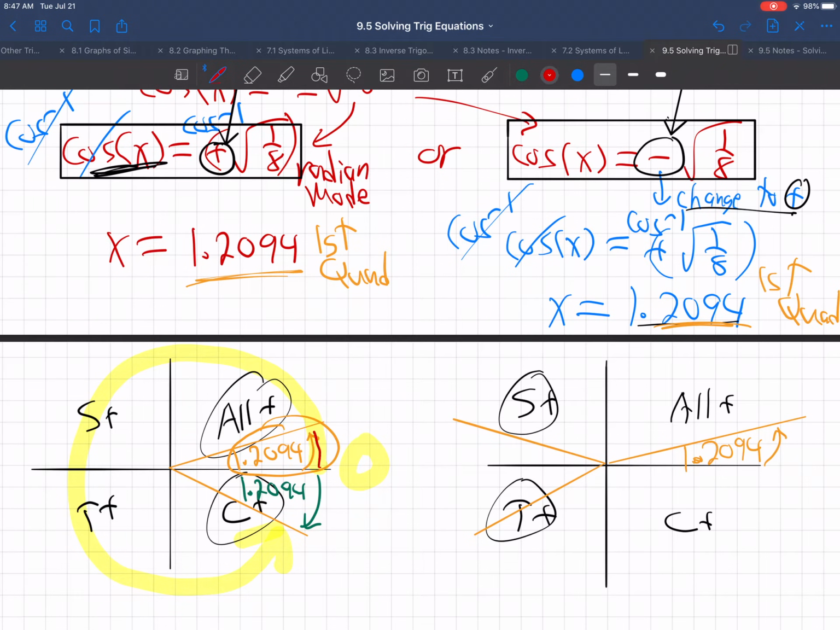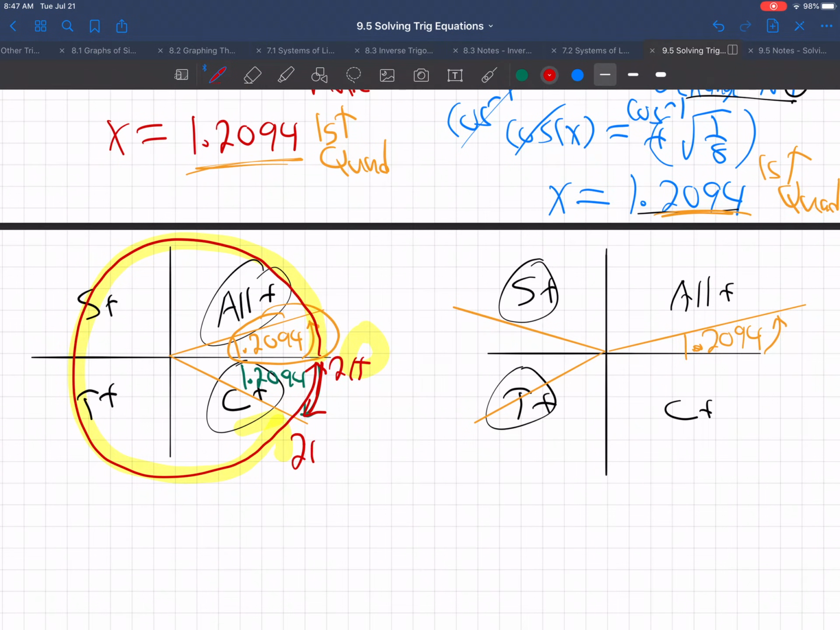Can you see it? If you go all the way to here, that would be 2 pi, and then you back up the 1.2094. So this angle is going to be 2 pi minus 1.2094. Do you see that? It's all the way around 2 pi, back up 1.2094. So use your calculator, use the pi button, 2 times the pi button, minus 1.2094. I'm getting 5.0738, and that is the fourth quadrant answer, the other answer.